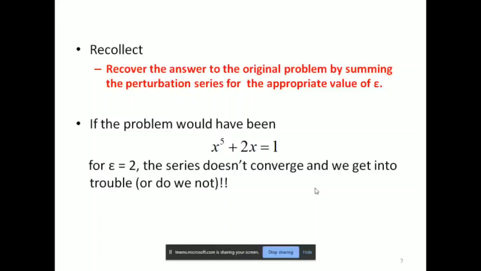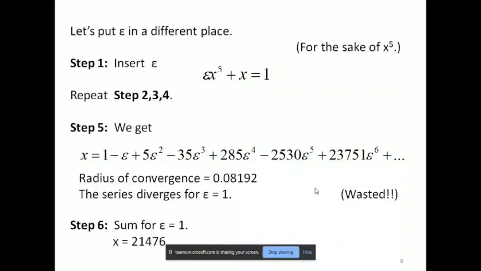So we need to deal differently in this case. Okay, moving on. Now I try to put epsilon in a different place. I put it near x to the power 5, and I repeat steps 2, 3, and 4 as usual. Finally I get a value for x in terms of series. As we can see, this series has a radius of convergence 0.082, and we want epsilon to be 1 to recover the hard problem. So it's wasted. This series diverges fast and we cannot extract any answer.